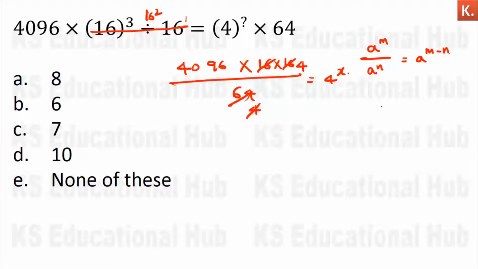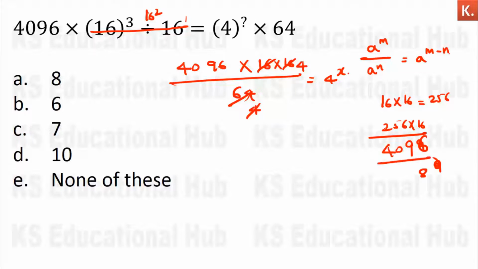So for that reason, what I'm going to do here is 16 into 16. We know it is 256, right? 16 into 16 is 256. So 256 into 16. 16 into 6 is 96, so 96 is here, 6 is here, 9 carried forward. 16 into 5 is 80, 80 plus 9 is equal to 89, so 8 is carried forward. 16 into 2 is 32, 32 plus 8 is equal to 40.